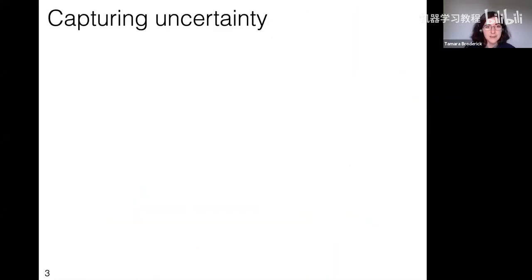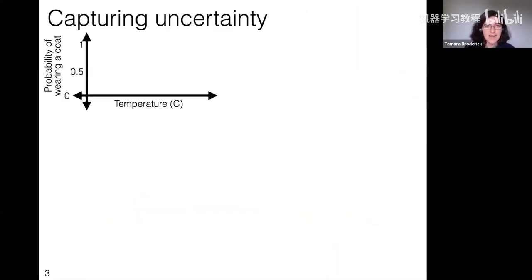Well, let's start by thinking about how we can't capture uncertainty. So let's imagine that I might plot my probability of wearing a coat at different temperatures. If I were absolutely 100% certain that I would wear a coat below a certain temperature and absolutely 100% certain that I would not wear a coat above a certain temperature, I might put this. So the 1 probability represents that I'm 100% certain that I will wear a coat in some range of temperatures, and the 0 probability represents that I'm certain that I won't wear a coat.